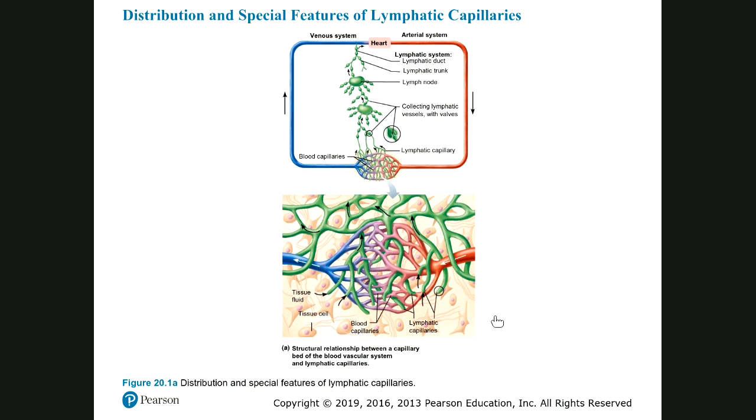A special set of lymphatic capillaries called lacteals transports absorbed fat from the small intestine to the bloodstream. Lacteals are so called because of the milky white lymph that drains through them. This fatty lymph, called chyle, drains from the finger-like villi of our intestinal mucosa.